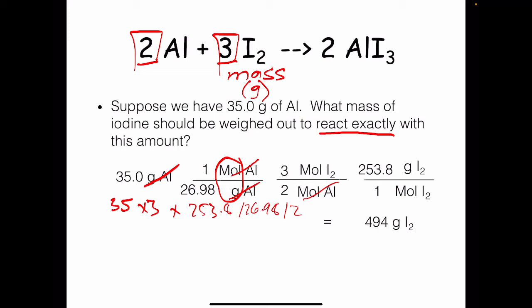So notice what we did before was just converted moles to moles. So here we took an extra step to convert from grams of aluminum to moles of aluminum first. And then at the end, we took moles of iodine and converted to grams of iodine.